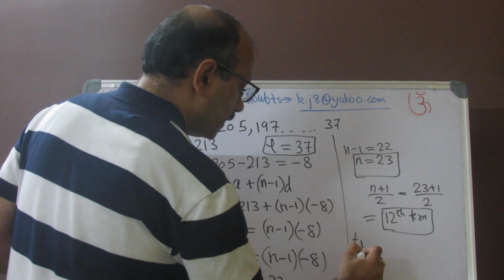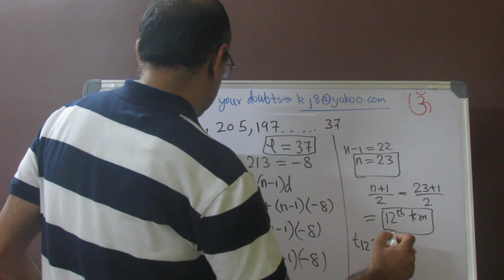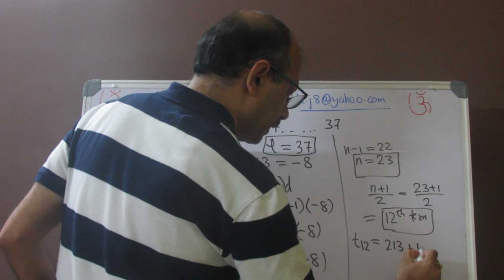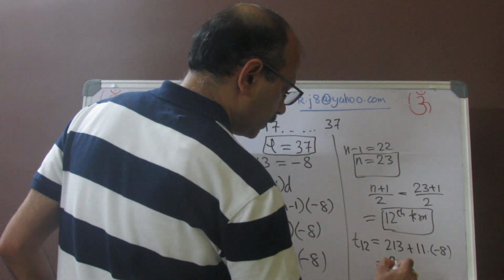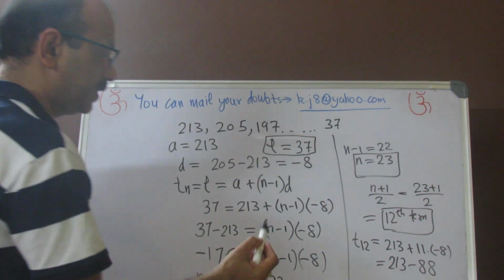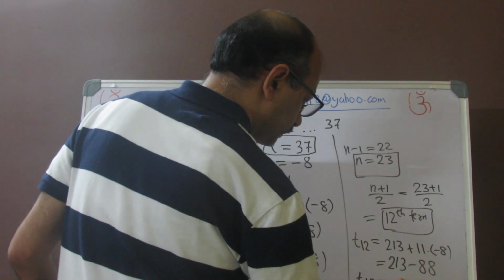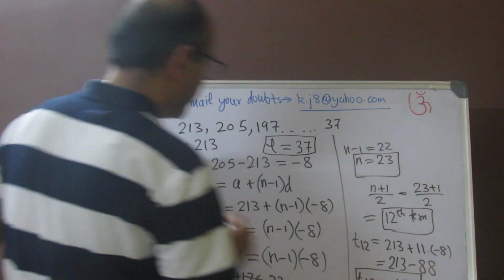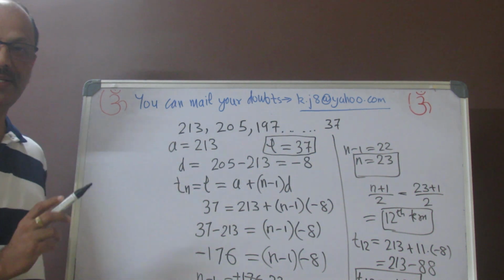Now we will just find T12 using A plus n minus 1 D. So A is 213 plus 11 into minus 8. So you get 213 minus 88. We just solve it and get our answer for T12. This is how we find the middle term of the given AP.